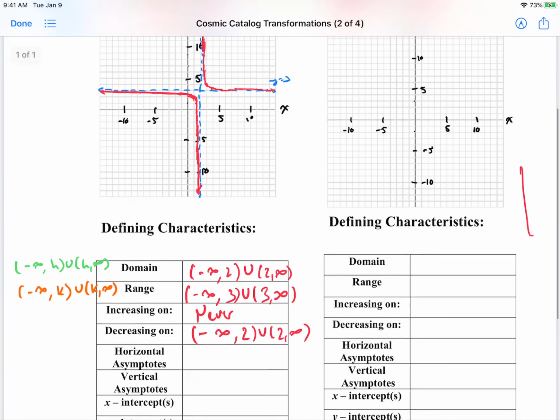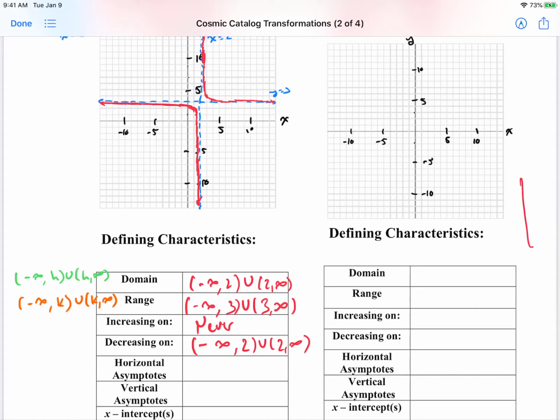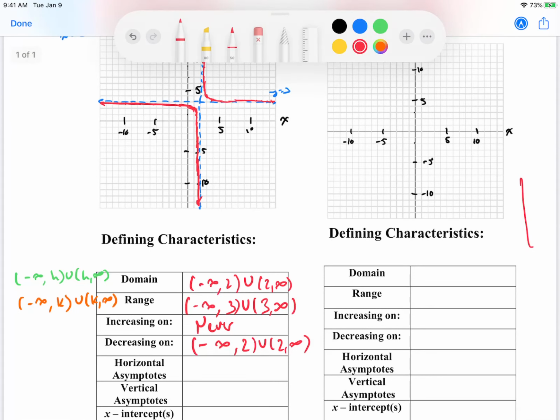All right, horizontal asymptotes and vertical asymptotes, we've already talked about that. So for our parent function, one of the things that we want to talk about is increasing or decreasing. It's always going to be increasing or decreasing on the domain. So it's going to be one of these two on the domain. And how to tell will come from our A. So we'll talk about that in just a minute.